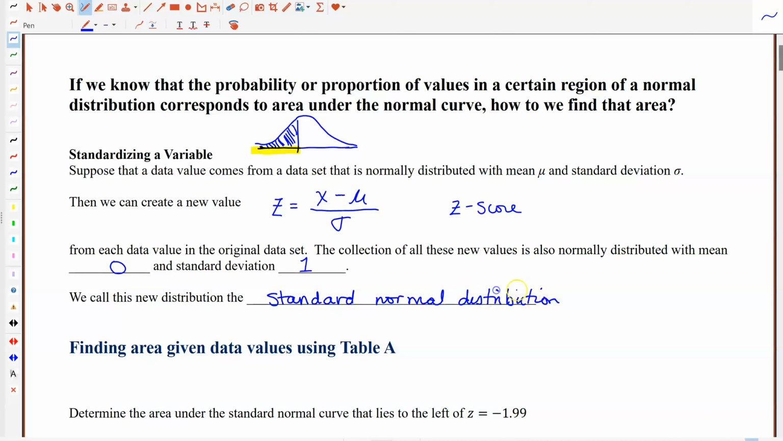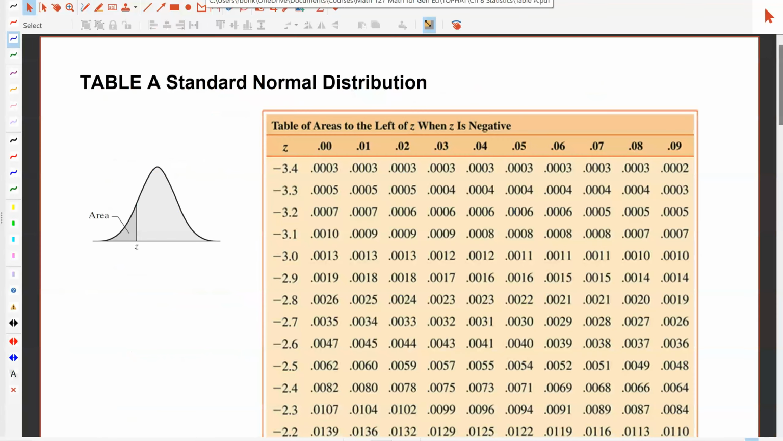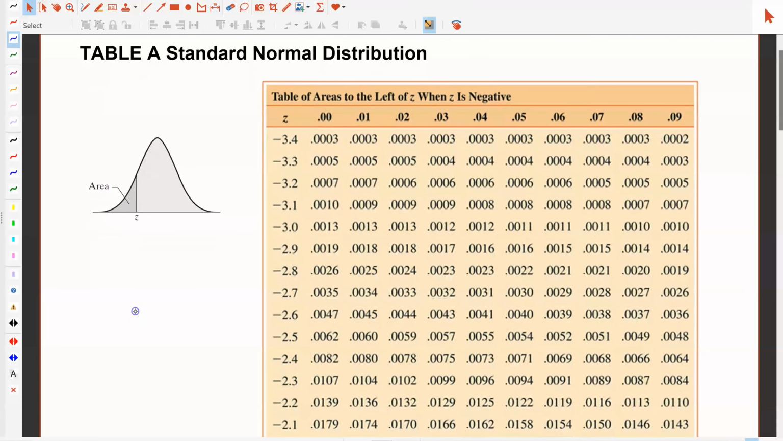This distribution is helpful for a variety of reasons. Since I can do this with any data set, I can take the data value, subtract off the mean, and divide it by the standard deviation, and I get this z-score. We can create tables of, for various z-scores, what the area under the curve would be with respect to that z-score. So I have a table right here. I'm going to call this table A.